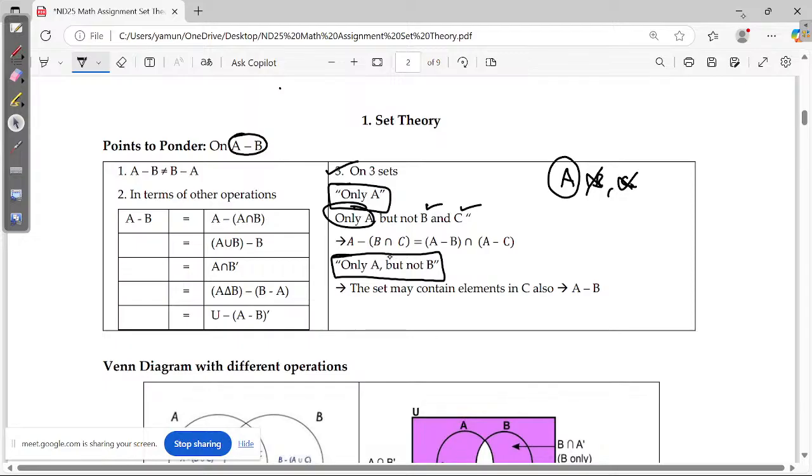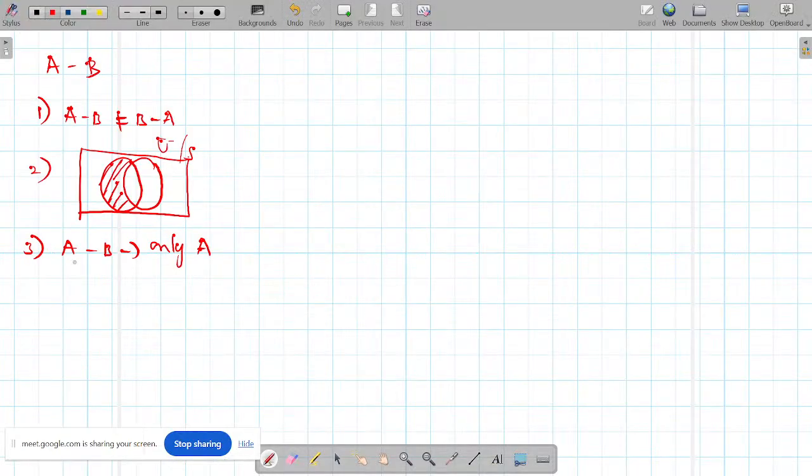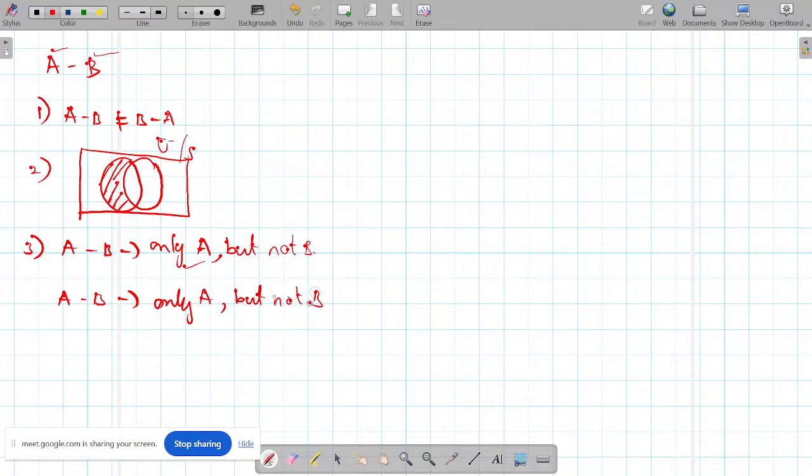There is a lot in this point that I have not discussed so far. So for convenience, let me take the Venn diagram for this third point. So A minus B is only A but not B. But we are considering only two sets A and B, so we can say this is only A. But if we are considering three sets, then A minus B is only A but not B. If I talk on three sets, A minus B intersection C will be only A, which means it's understood there is no B, there is no C.